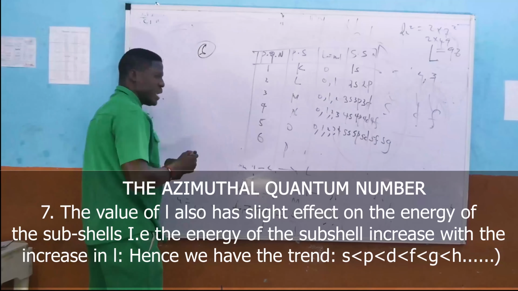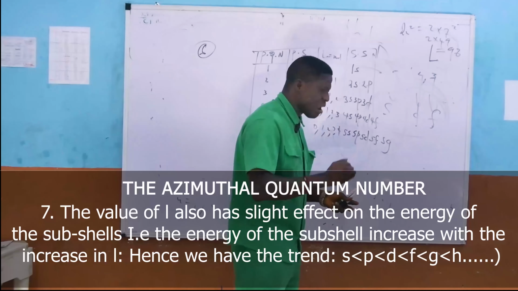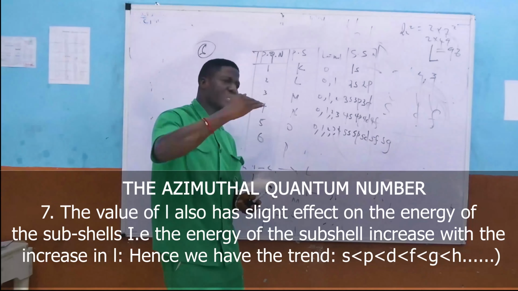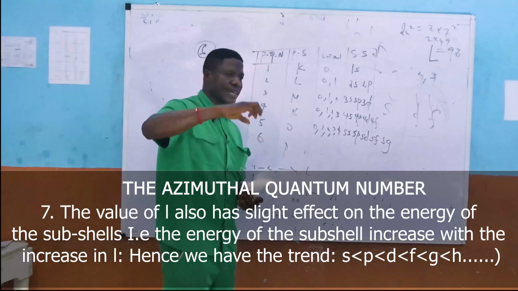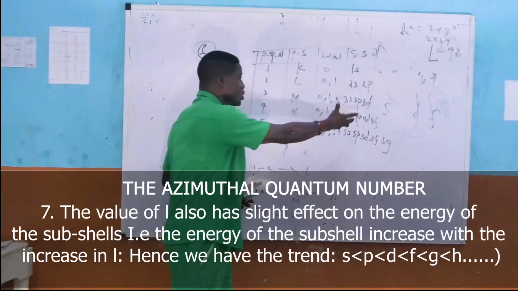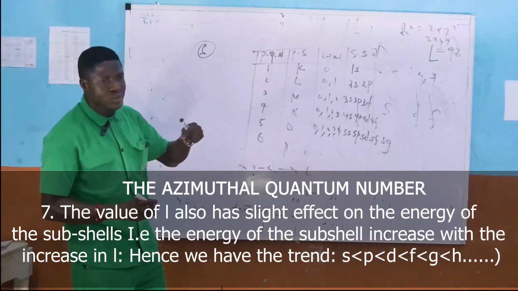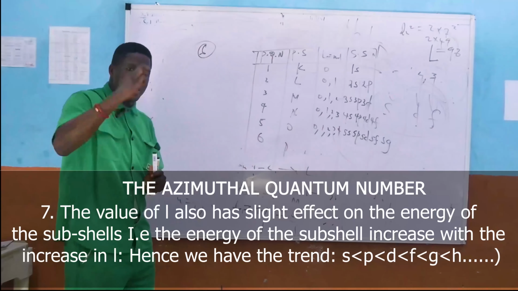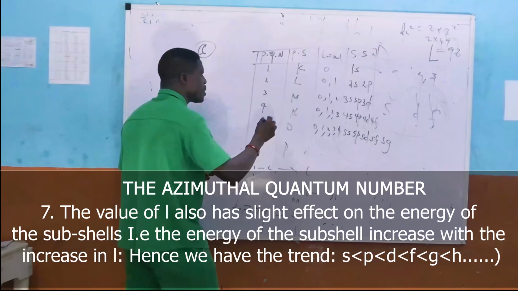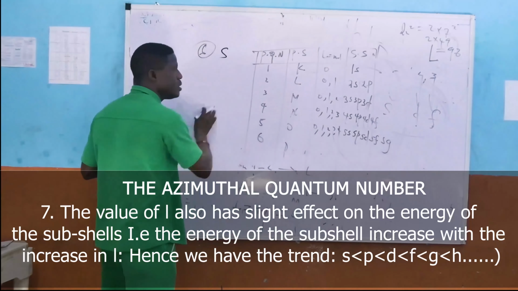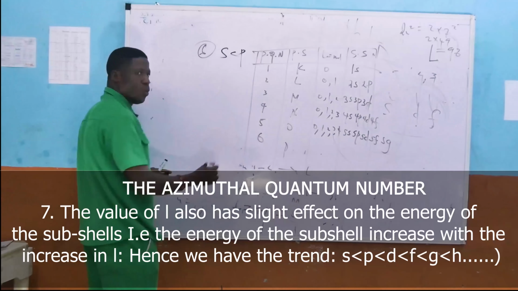Number 6. With the help of the azimuthal quantum number, we can predict the order of arrangement, in terms of the order of increase or decrease of the energy as possessed by each of the subshells. Remember, these are the subshells. Experimentally, it has been noticed that the azimuthal quantum number has a slight effect on the energy of the subshell. And this would account for the reason why the energy of s subshell is less than the energy of the p subshell.